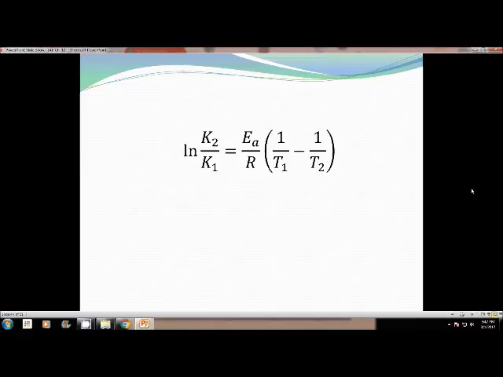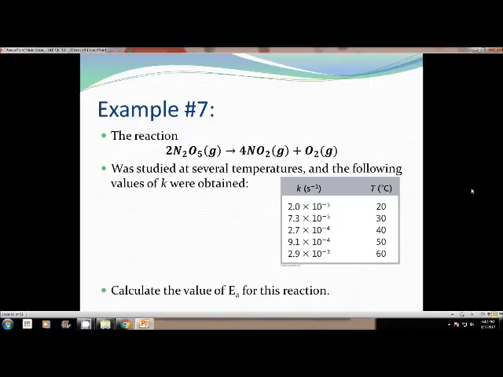Notice the differences there. So in example 7, we have this information. We have the values of k, and we have the temperatures at which they were found. We need to calculate the value of the activation energy for this reaction. So we need to graph it to be linear, and then when we have a linear equation, we can solve for the activation energy when we know the slope.